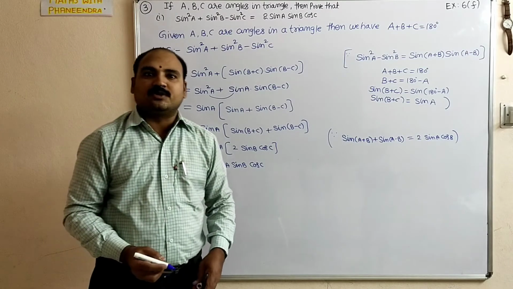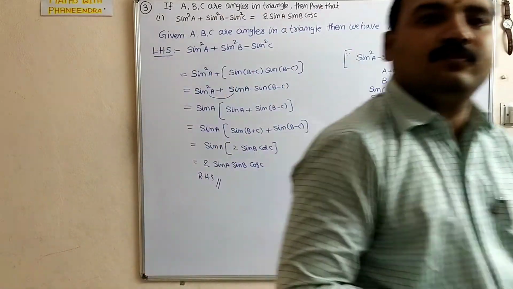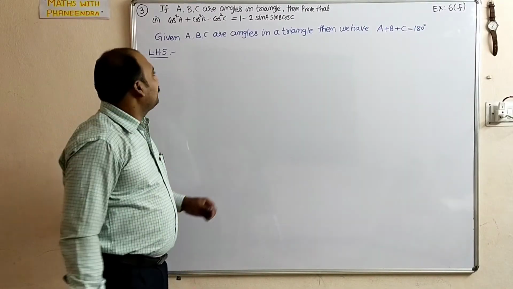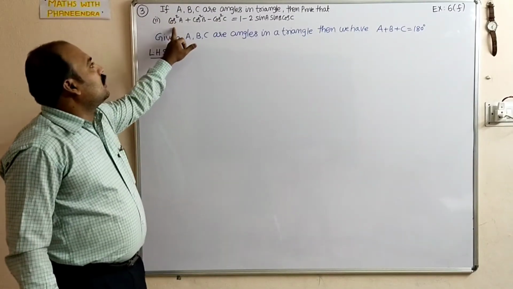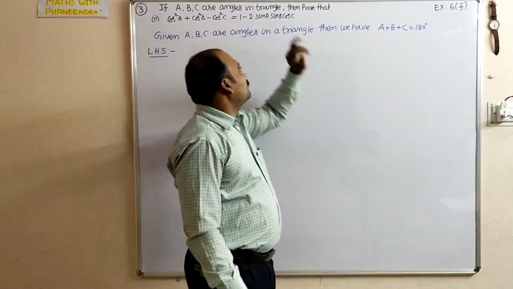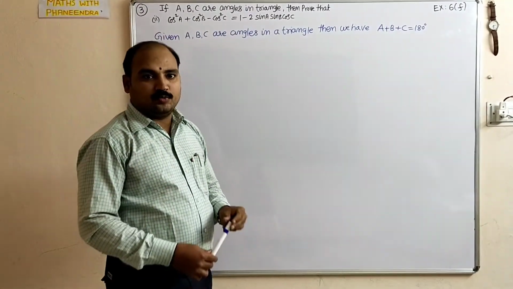We will move to the next question. The next question: cos square A plus cos square B minus cos square C equal to 1 minus 2 sin A sin B into cos C. We have to prove that.